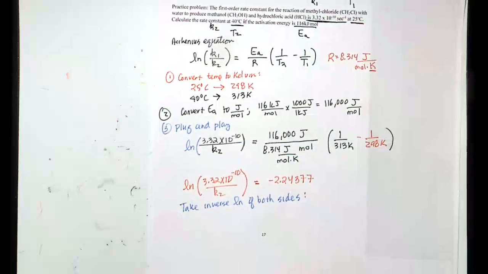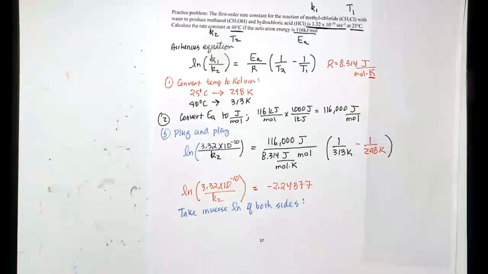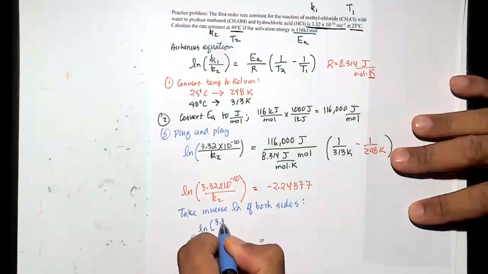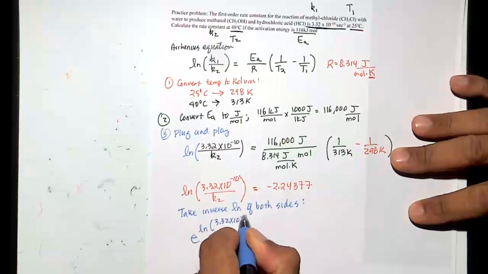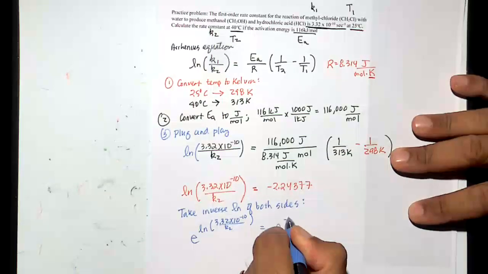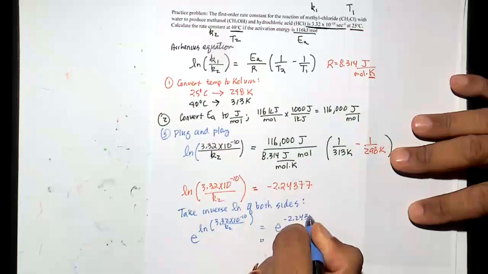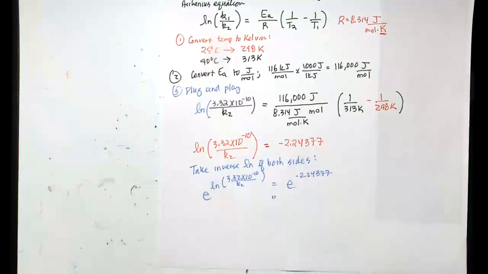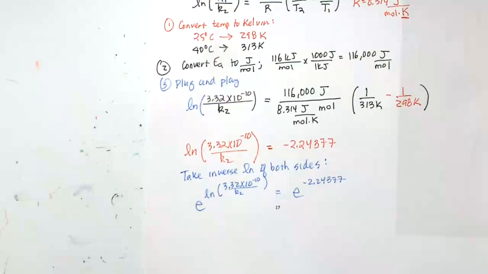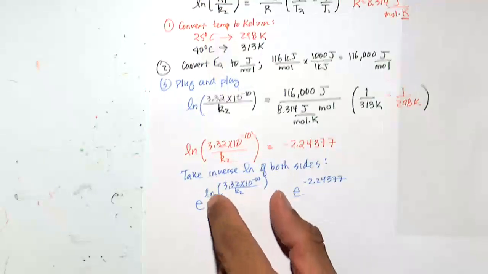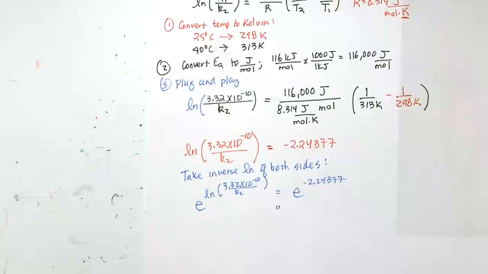Take the inverse natural log of both sides of the equation. The inverse natural log is called e. Remember this e. So e to the power of natural log of 3.32 times 10 to the minus 10 divided by K2 equals e to the power of minus 2.24377. e to the power of natural log of this number is this number. Yes?